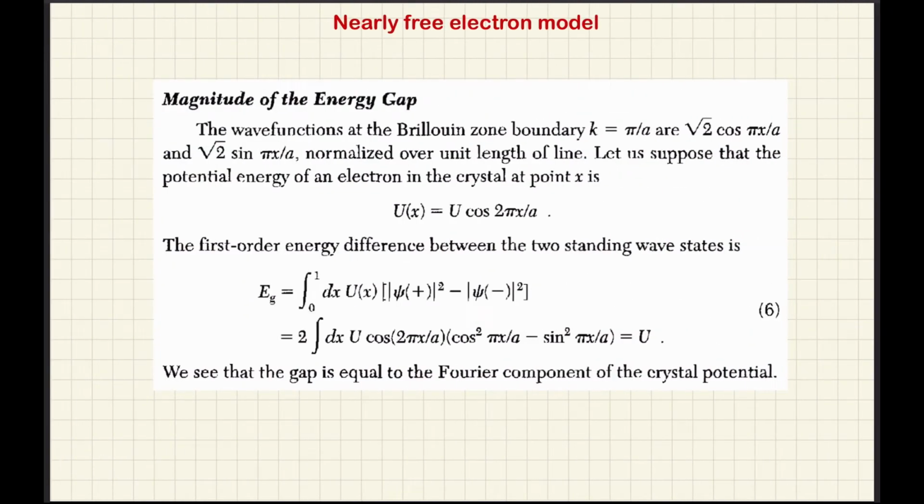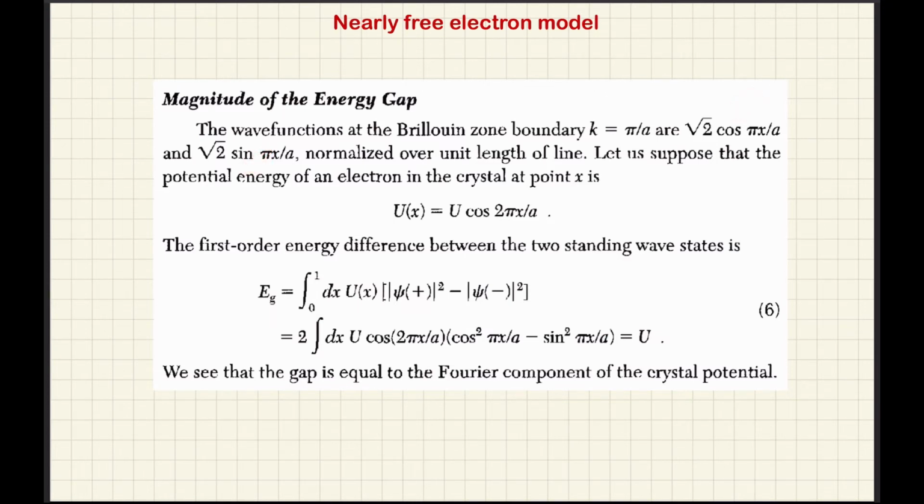Now, what is the magnitude of the energy gap? Take the Brillouin boundary, that is k equal to pi by a. At this point the wave functions can be written as square root of 2 cos(pi x/a) and square root of 2 sin(pi x/a). These wave functions are normalized over a unit length of the line. You take a one dimensional line whose length is 0 to L, and you normalize the wave function on this line. Then you will get these two wave functions.